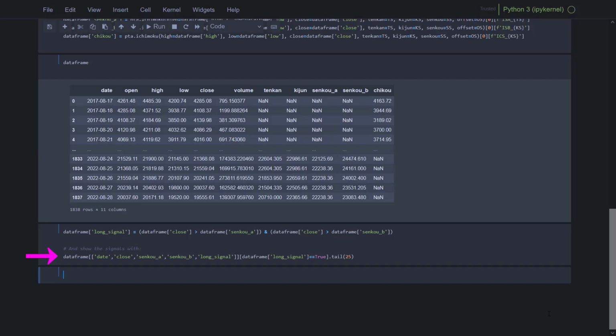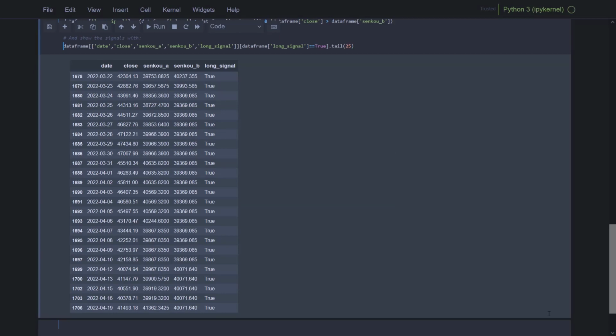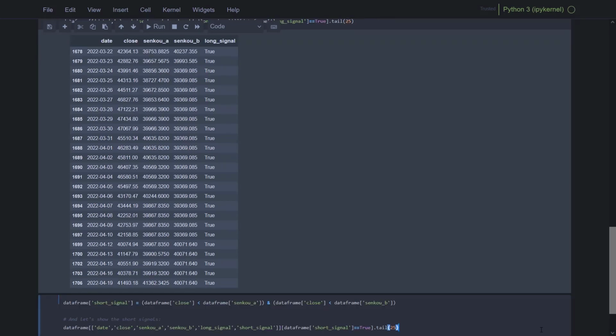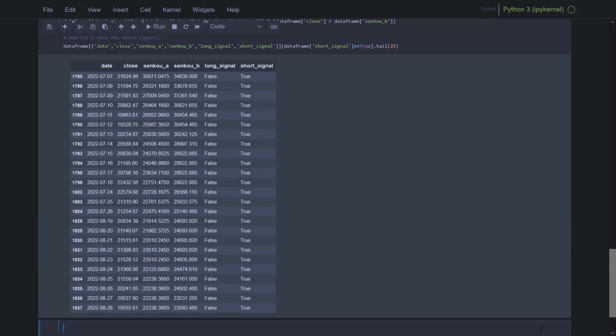And with this command you can create a data frame that only shows the signals, so where the long signal is true. And of course we can do the same with the short signals. So again I create a data frame column, but this time the close price should be below Senkou A and Senkou B. And let's show those short signals as well. And as we can see in this output, there are no long signals at the same time where there are short signals. So that gives me a little bit of confidence on the output.